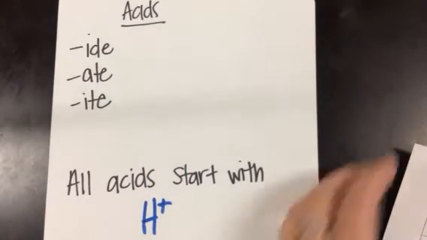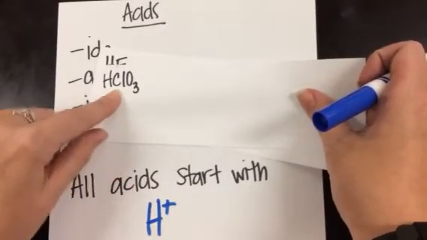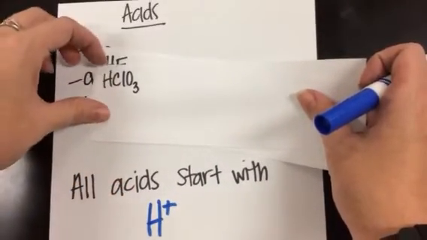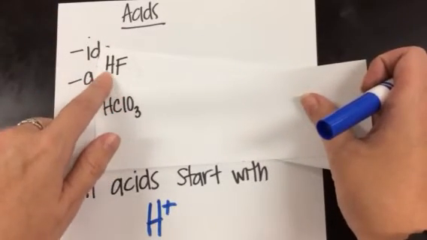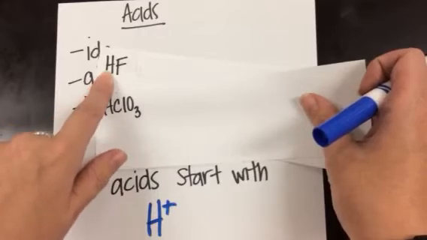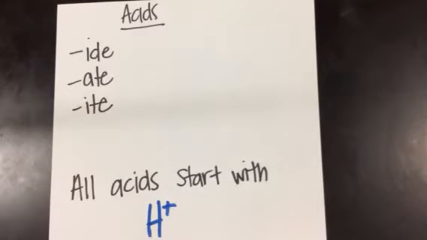So looking at your acids, if you have something like HClO3, we know it's an acid because we have hydrogen written first. Same thing with HF. This is an acid because we have those hydrogen cations there. So we're going to come back to these examples in just a second. First thing that we're going to do is look at these naming rules.